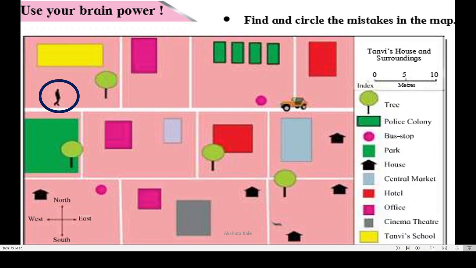Yes, a person is walking. It is not allowed in the map, isn't it? Second thing is, see, this vehicle is moving. This is also a mistake. And here you can see the bird is flying. Got this? These three are moving. So they are not allowed in the map. Okay?